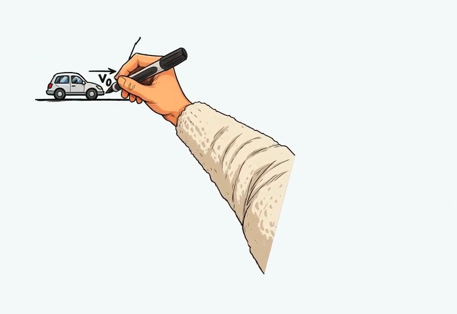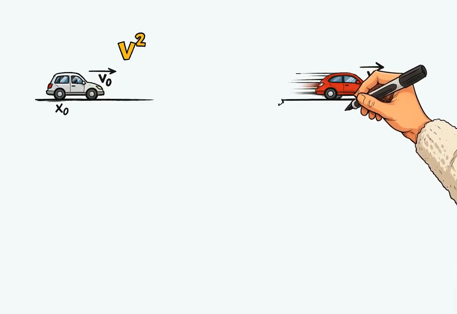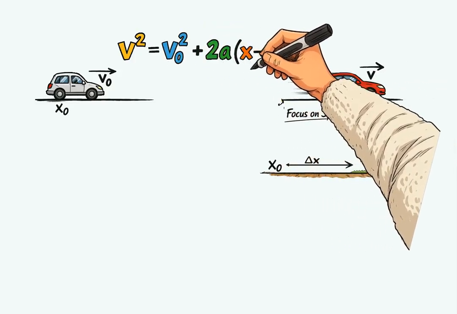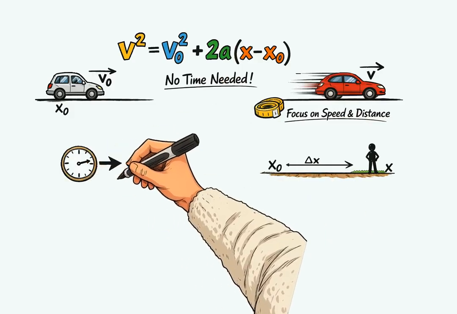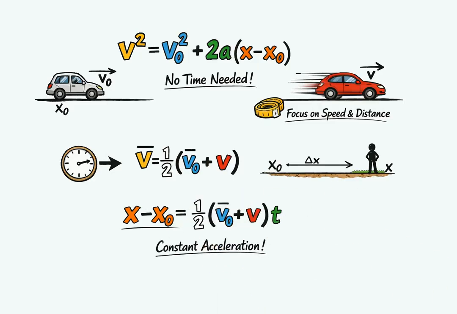Two additional relationships are algebraic rearrangements of the first two, but they are useful because they let you match an equation to the information you have. Eliminating time gives v squared equals v naught squared plus 2a times the quantity x minus x naught, which is ideal when you care about how fast something is moving after a certain displacement and don't care how long it took. Constant acceleration also gives a simple average velocity relationship.